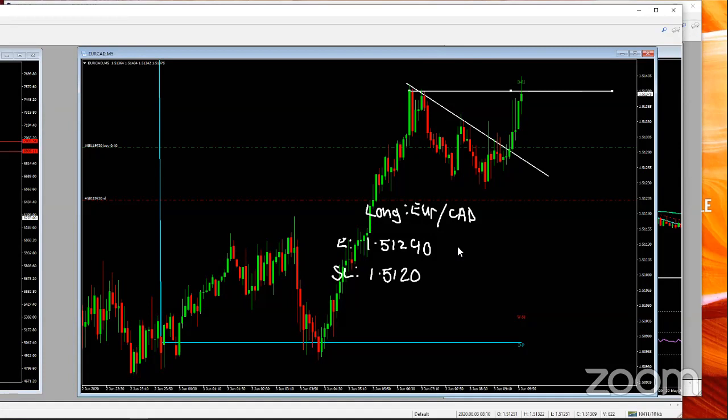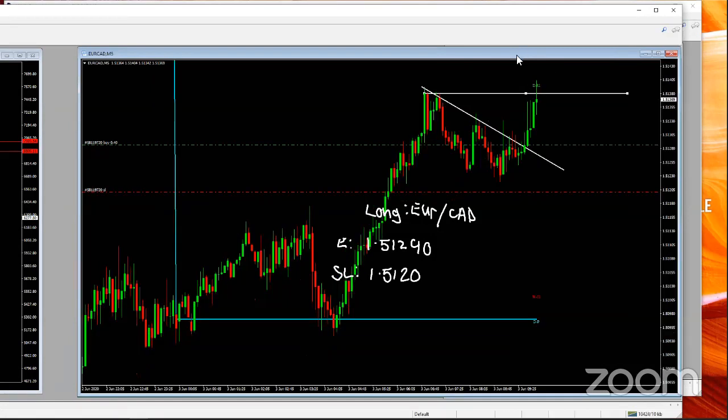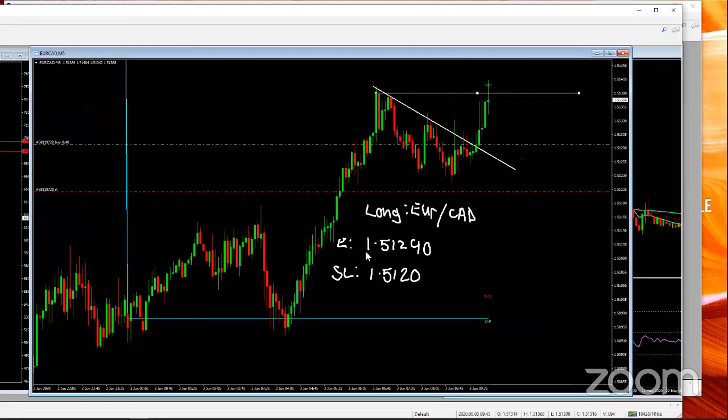But I'm going to give you the levels anyway. These are the levels here. These are the levels that I've got in. So you're looking at 1.51290. Stop loss at 1.5120, and it's a long Euro CAD.